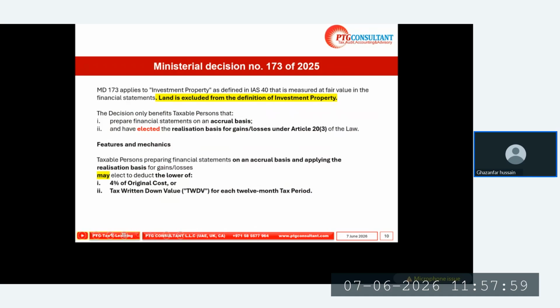Now, the Ministerial Decision 173, specifically on investment property. They are defining investment property. The second point is that it is defined by IAS 40, meaning which property is defined by IAS 40 as investment property, and next, that it is measured at fair value. Measured at fair value. So keep note of the key points that I'm highlighting.